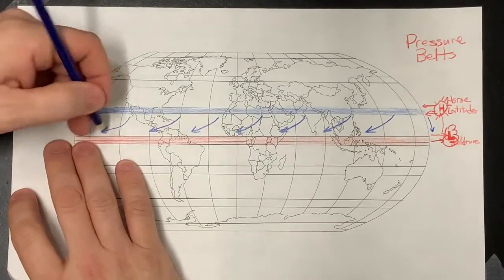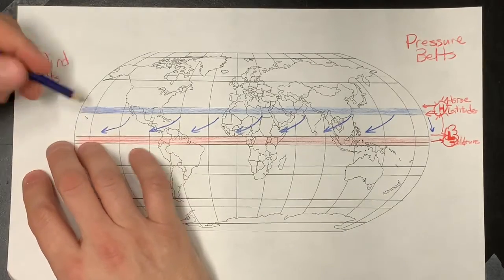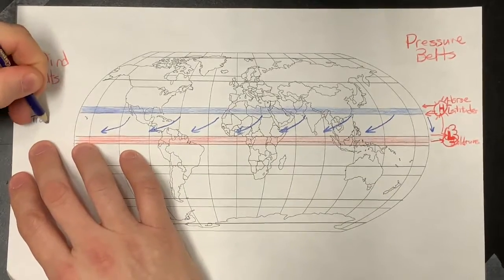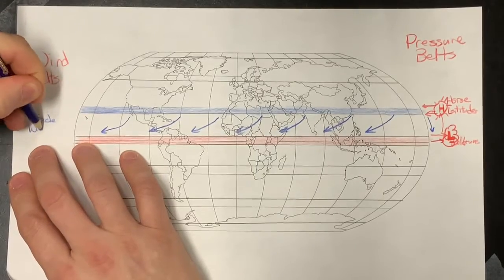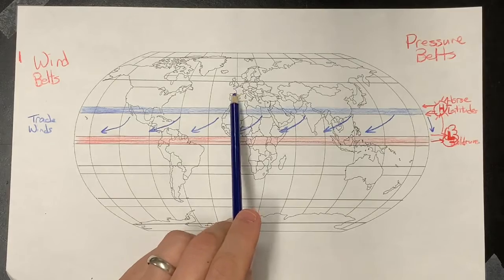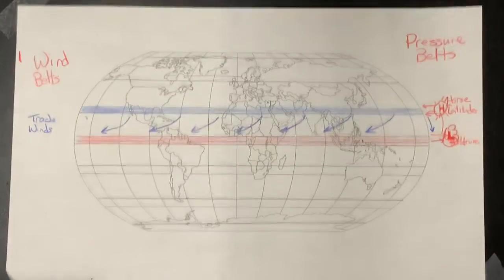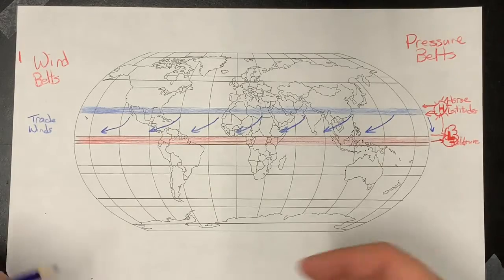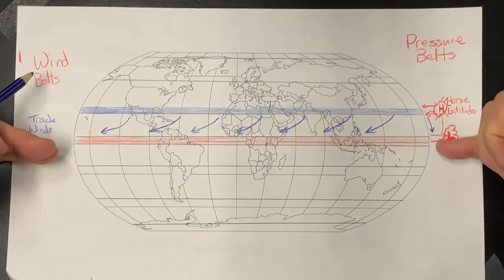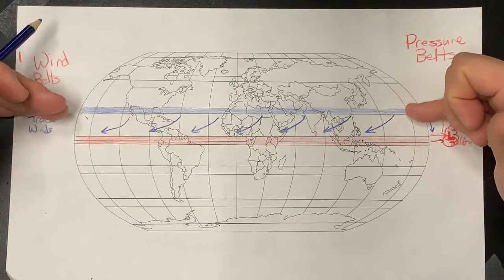This belt of winds between the doldrums and the horse latitudes are called the trade winds, because trading vessels took advantage of that to come from Europe to the New World. They would drop down and ride the trade winds across instead of bucking the wind the whole way across. Okay, so we've got the doldrums, that's a low pressure. Horse latitudes, that's a high pressure.